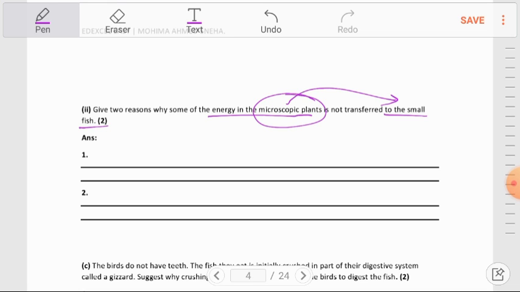And again, there will be some parts of the microscopic plants that the small fishes will not eat, and some parts that the small fishes would eat, but still they won't be able to digest it. And even for these two reasons, some energies are still getting lost. As it has only two reasons, we can choose any two of the three I have stated. So I'm going to go for options 1 and 2, that is, some energy is lost during plant respiration, and the small fishes cannot digest every part of the plants.